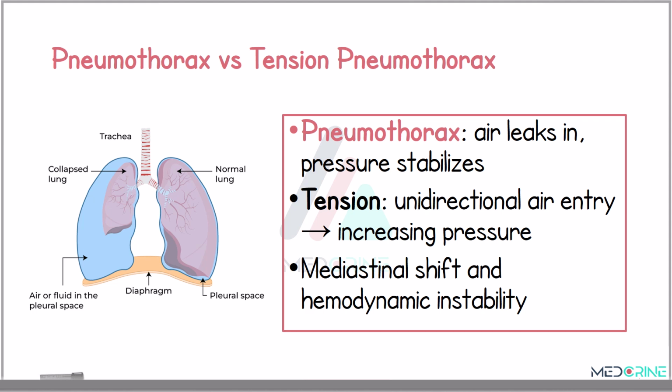Looking at the difference between a simple pneumothorax and a tension pneumothorax, a simple pneumothorax involves air leakage into the pleural space, causing a partial lung collapse. However, in tension pneumothorax, air continues to accumulate without exiting. This leads to an exponential rise in intrathoracic pressure. This not only collapses the lung, but also shifts the mediastinum, compressing the heart and the great vessels, and resulting in life-threatening hemodynamic instability.